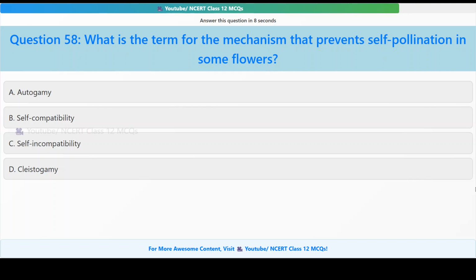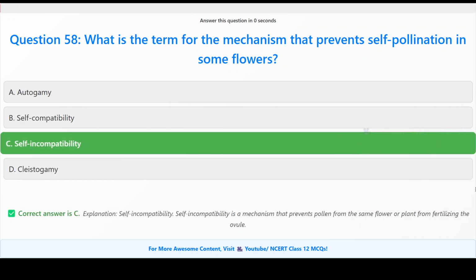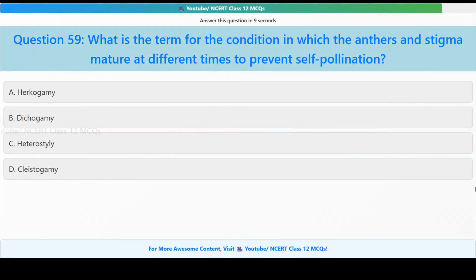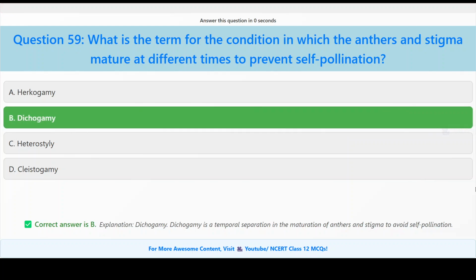Question 58. What is the term for the mechanism that prevents self-pollination in some flowers? Self-incompatibility. Self-incompatibility is a mechanism that prevents pollen from the same flower or plant from fertilizing the ovule. Question 59. What is the term for the condition in which the anthers and stigma mature at different times to prevent self-pollination? Dichogamy. Dichogamy is a temporal separation in the maturation of anthers and stigma to avoid self-pollination.